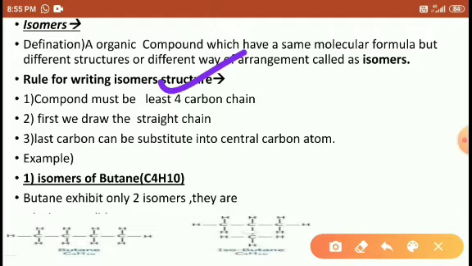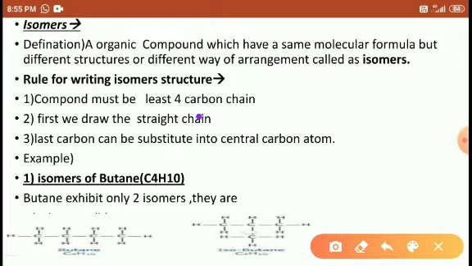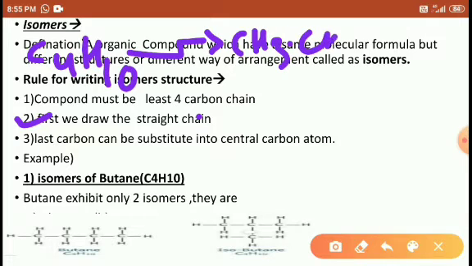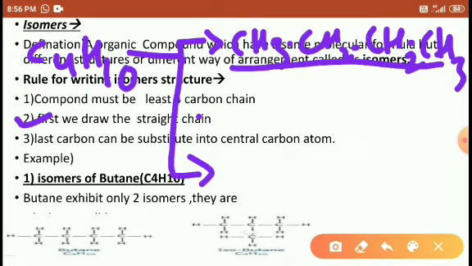Right, students? Okay. First we draw the straight chain. When we use the fourth carbon, we have to draw the straight chain first. The last carbon can be substituted at the central carbon atom. Look, students, this I explain. For example, C4H10, I tell you, CH3, CH2, CH2, CH3, and this is the first. We have to draw it as a straight chain. This is a straight chain, and one more carbon is substituted at the central carbon. This last carbon, substitute it here.